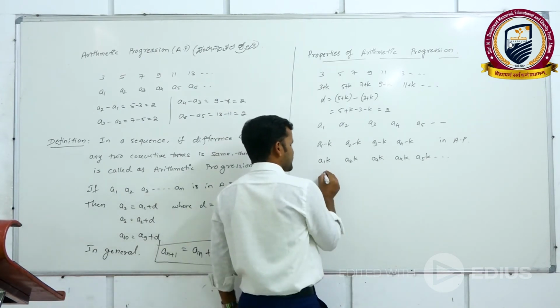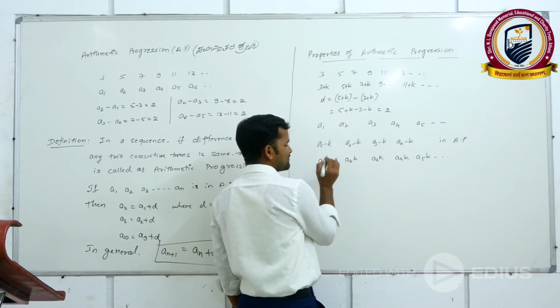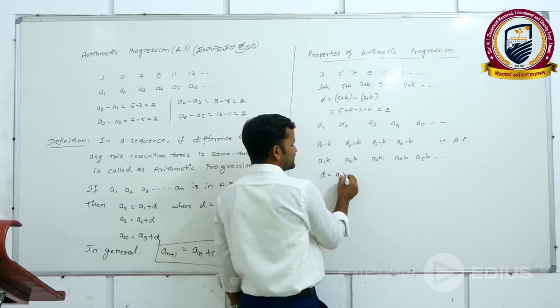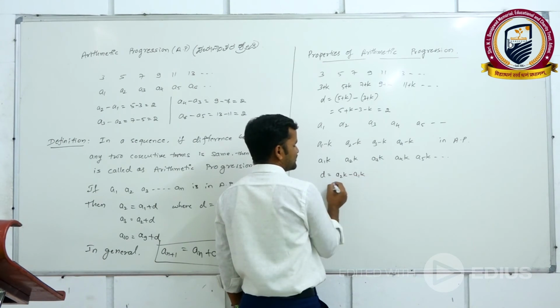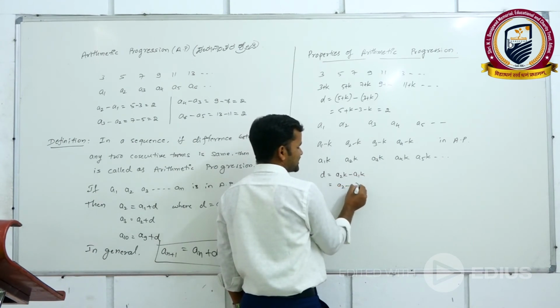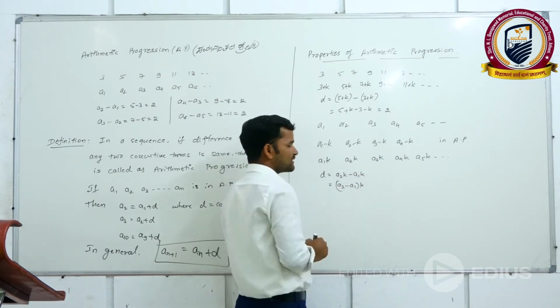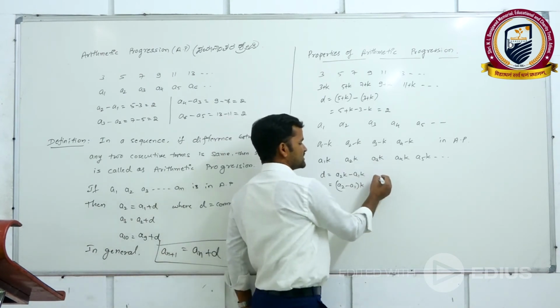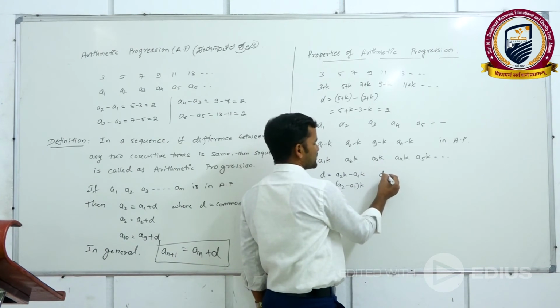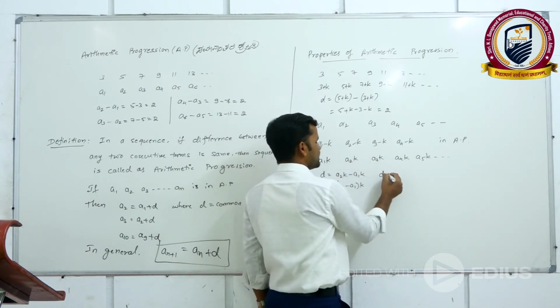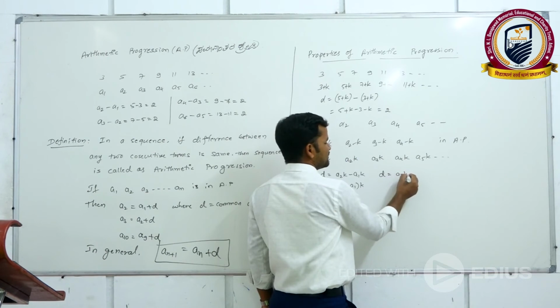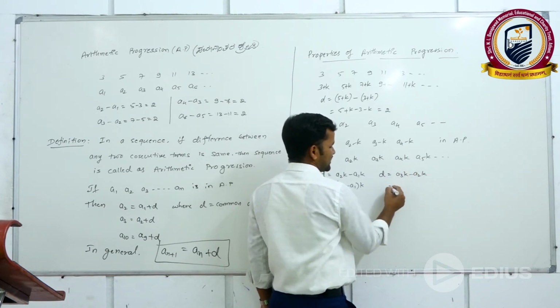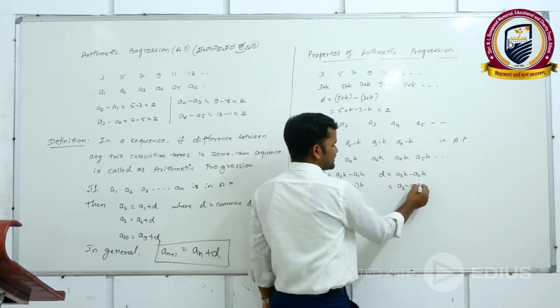Let me check it. D is equal to second term minus first term, A2 into K minus A1 into K. This is nothing but A2 minus A1 into K. Fine. This A2 minus A1 will be the same. And next, if I check between the third term and the second term, the difference is equal to A3 into K minus A2 into K, which is A3 minus A2 into K.